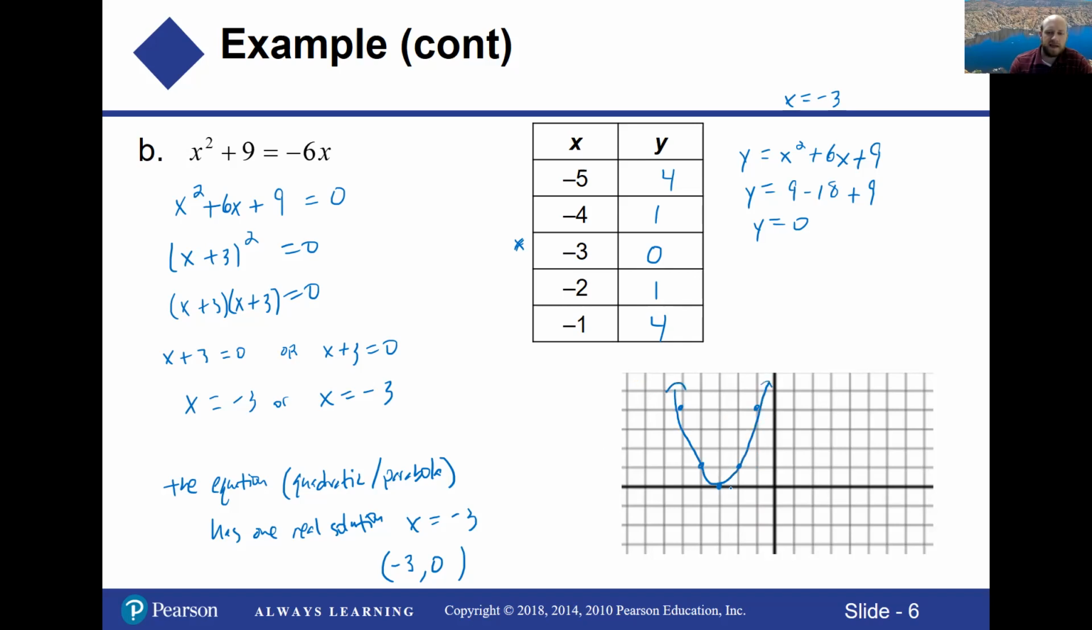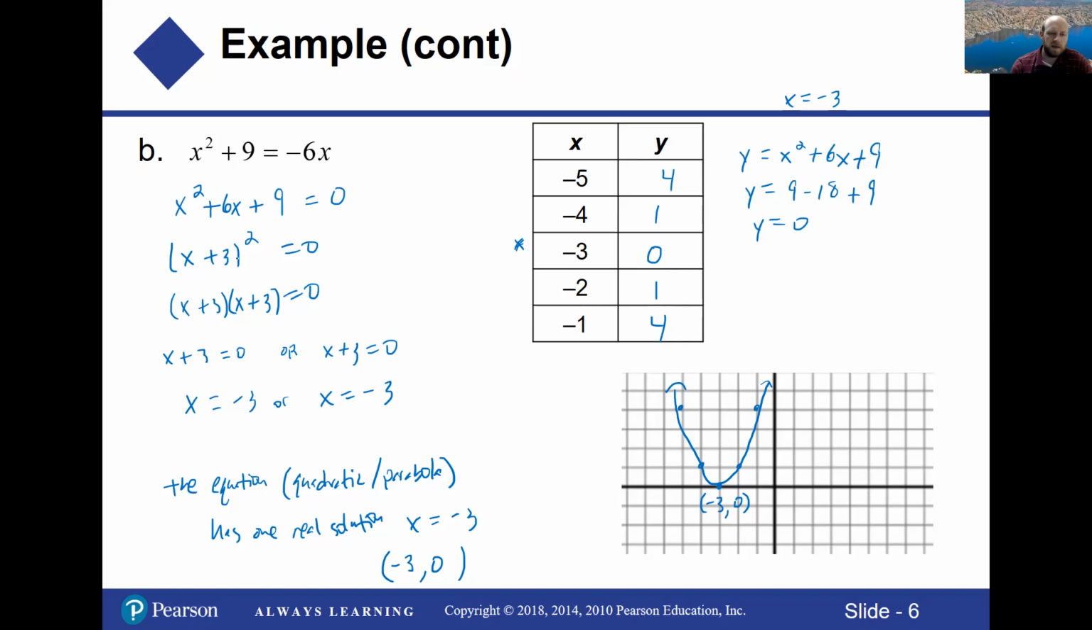Okay. Again, it has one real solution. It touches the x-axis at the vertex -3, 0. And by the way, we kind of learned our vertex form last section, right? So we could have taken this standard form and turned it into vertex form, right? Well, this is your vertex form right here, x plus 3 squared equals 0, basically.